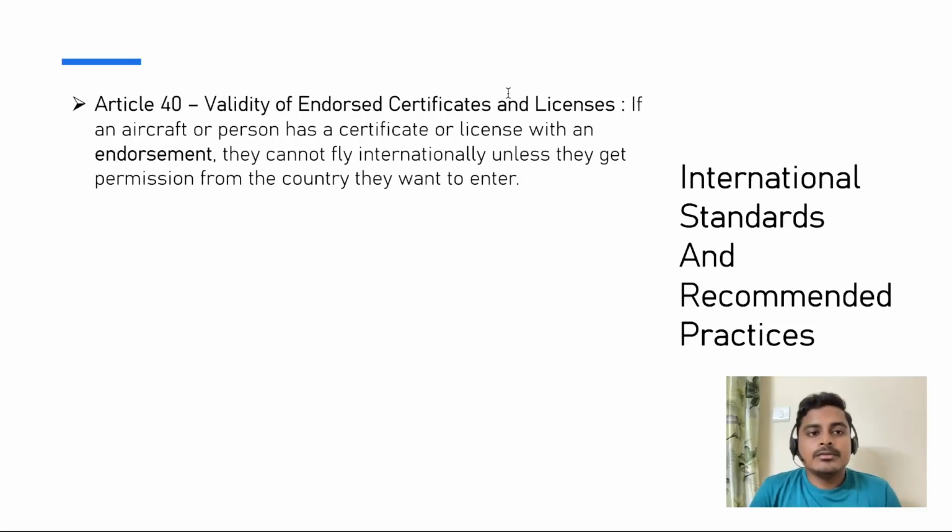Article 40, validity of endorsed certificates and licenses. If an aircraft or person has a certificate or license with an endorsement, they cannot fly internationally unless they get permission from the country they want to enter. So if they want to enter a different country, and that country is okay with the endorsements, with the limitations of these certificates, then they are allowed to enter. But by default, they are not allowed to fly internationally to other countries. And all the limitations that the licenses have should be communicated clearly to the other country.